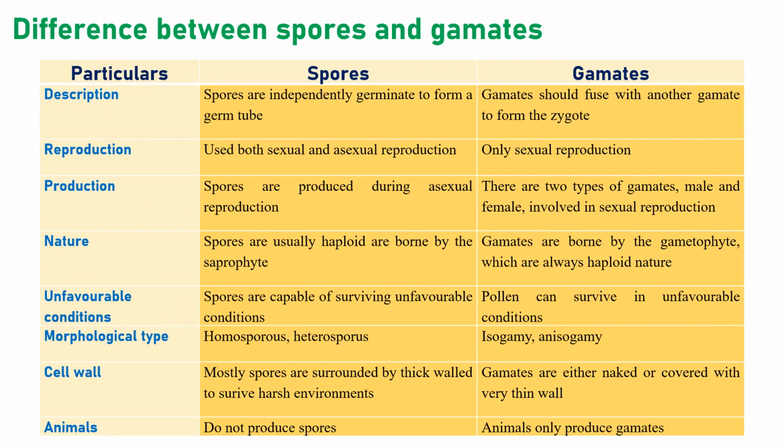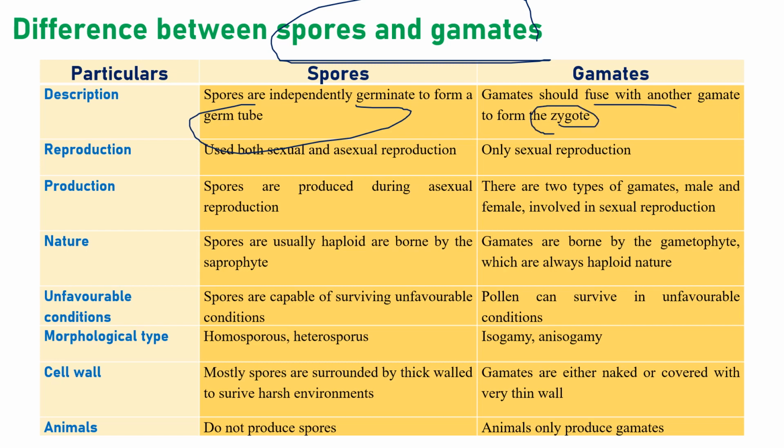Now the difference between spores and gametes. Generally, spores independently germinate through a germ tube. Gametes must fuse with another gamete to form zygotes. This kind of gametic fusion can be observed in the Zygomycota group of fungi, right? In both sexual and asexual reproduction, spores are generally produced. Gametes are produced only during the process of sexual reproduction.